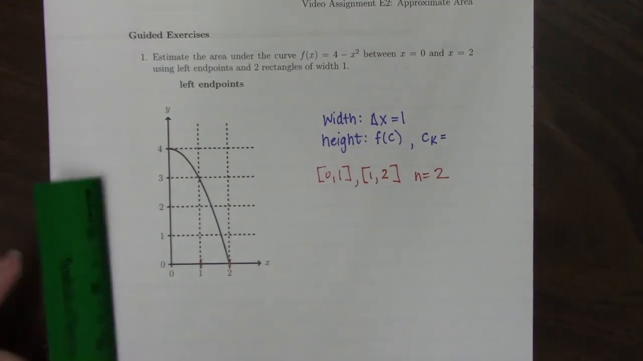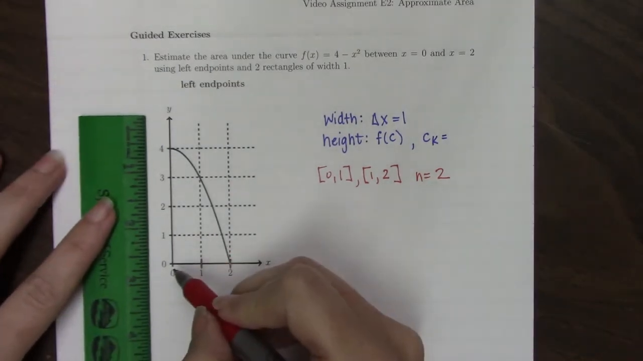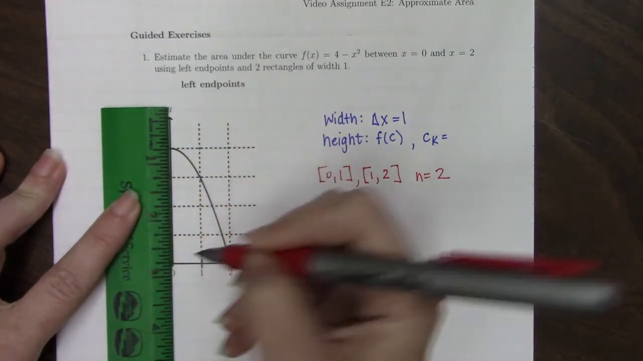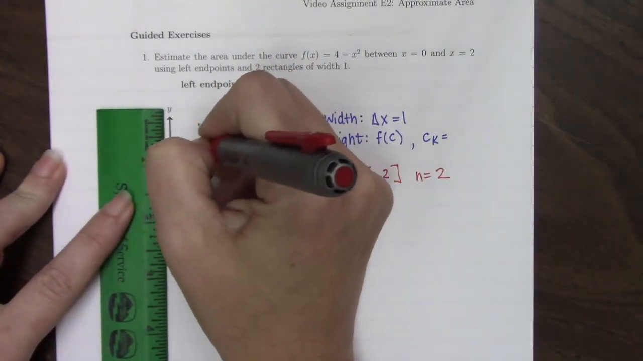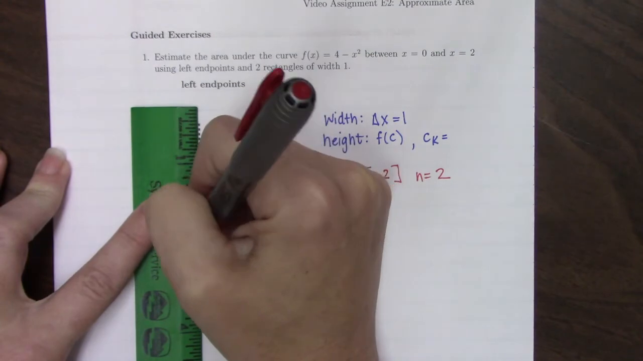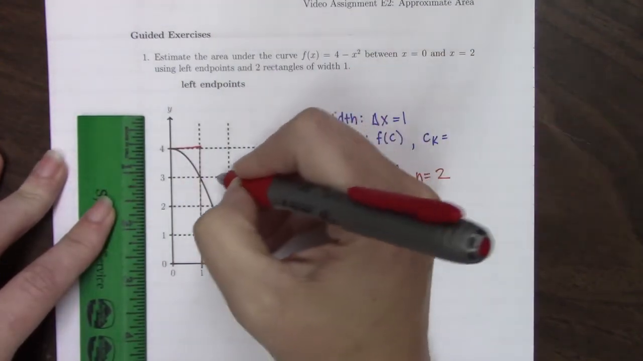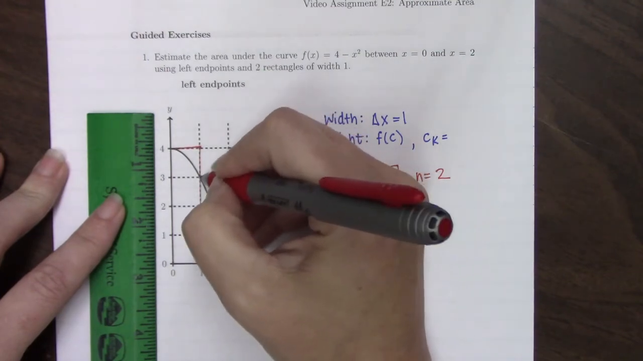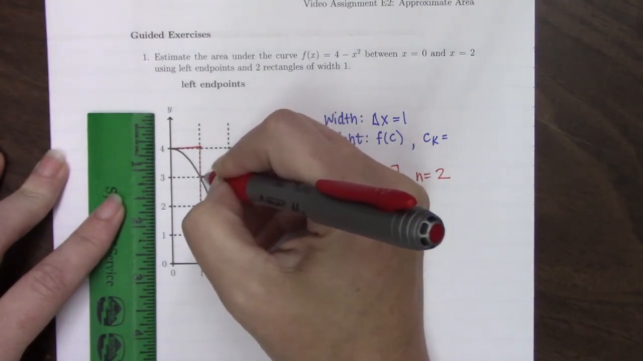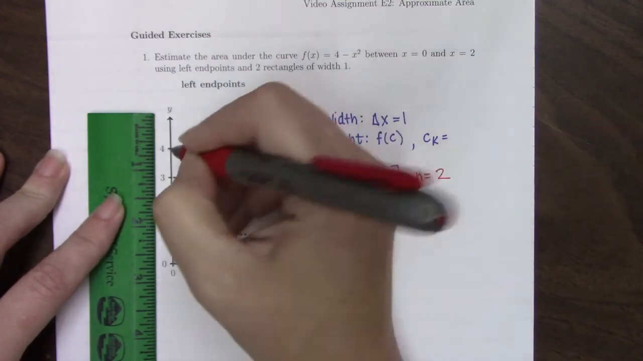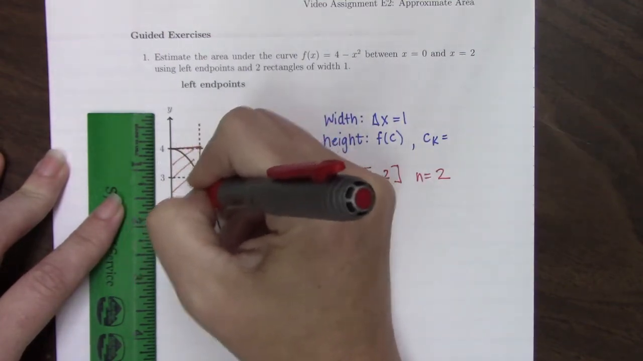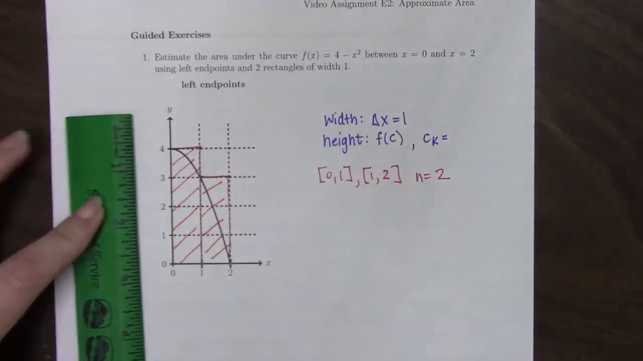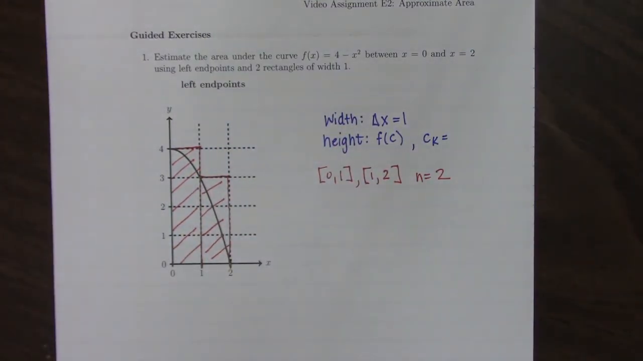Left endpoints means start on the leftmost side of my first rectangle, draw the height up to the function, and then carry the rectangle over and complete it. For my second rectangle, I start at the left side, which is 1. The function touches right here at 3, so the height of this rectangle is 3. So the area of these two rectangles is what we're going to use to estimate the area of the region.